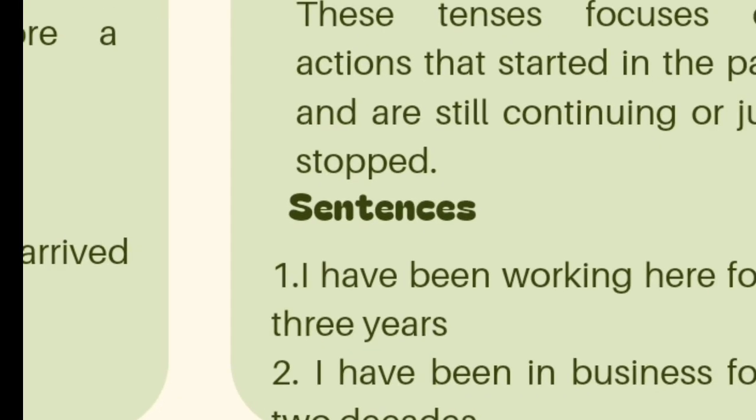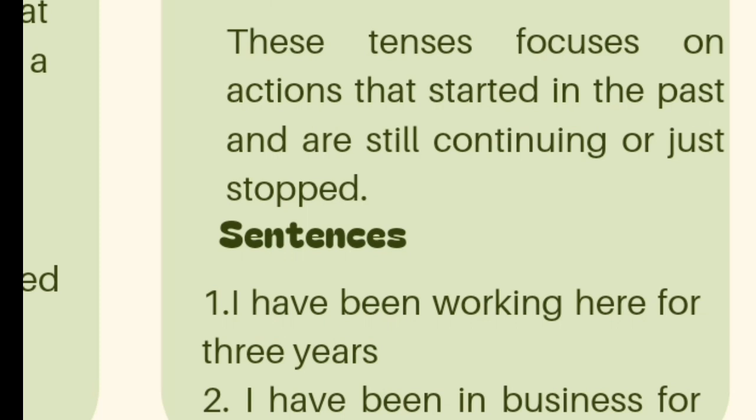Number four, present perfect continuous tense. This tense focuses on actions that started in the past and are still continuing or just stopped. Just like the progressive. Do you understand? The present perfect continuous is like the ing tense. Example, I have been working here for 3 years. I've been here for 3 years. I've been in business for 2 decades. So it's something that has been occurring till maybe something happened, or maybe you're asked a question and then you're answering it based on what you were asked.